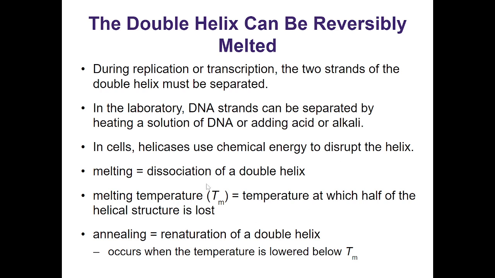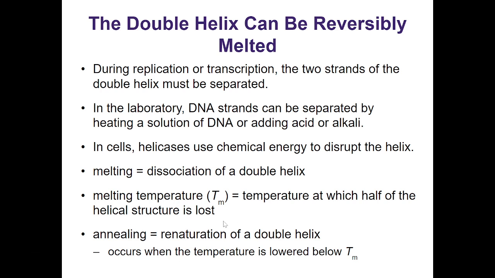The melting temperature, which is Tm, is going to be the temperature at which half of the helical structure will be lost. This would normally be half of the molecules losing their helical structure, but theoretically you could have half the helix unwinding, I guess.